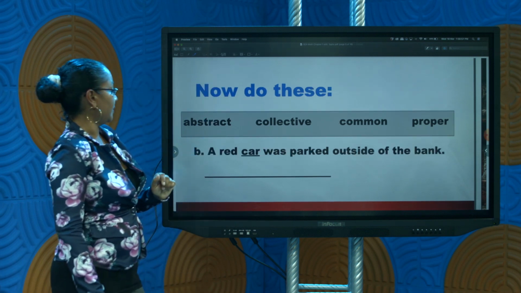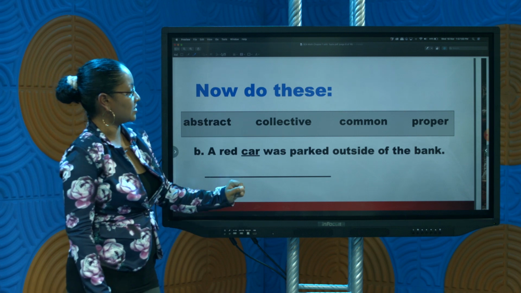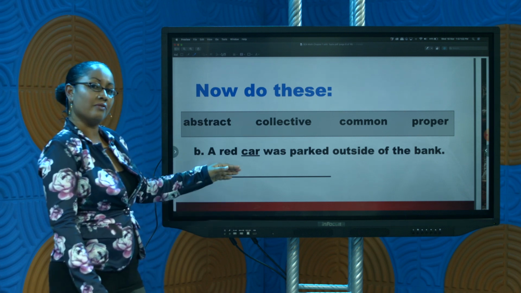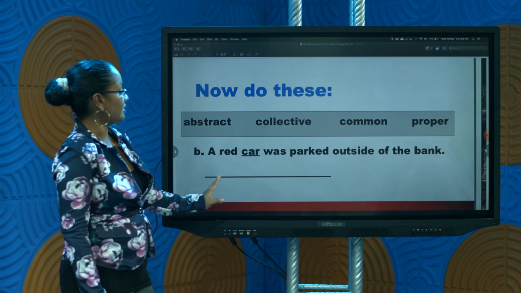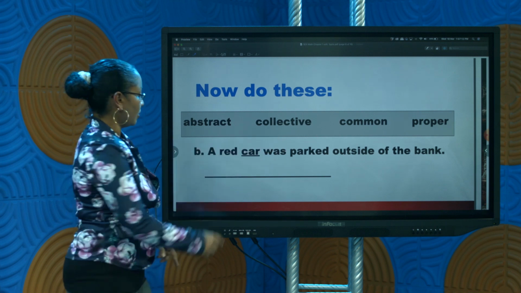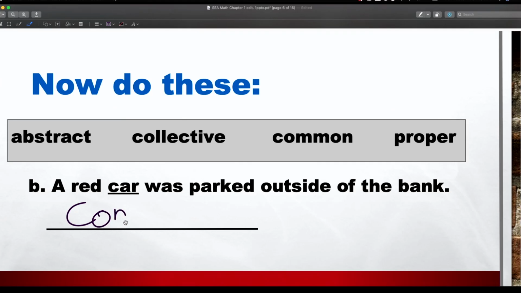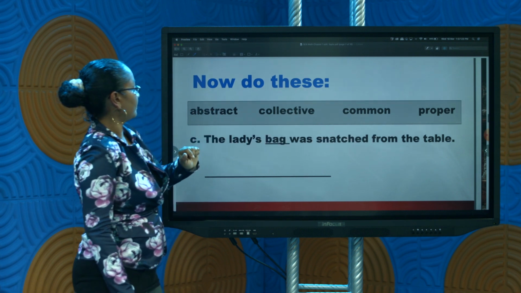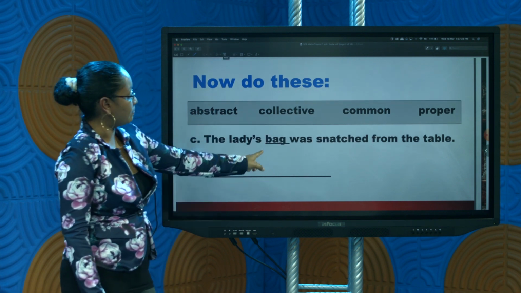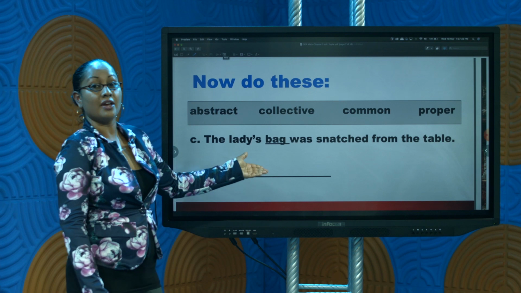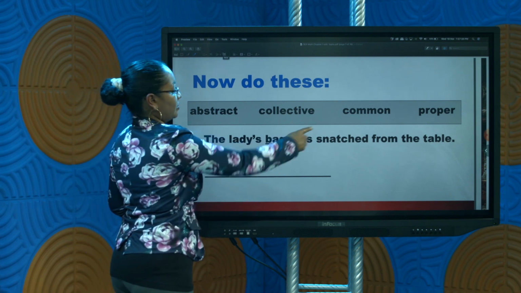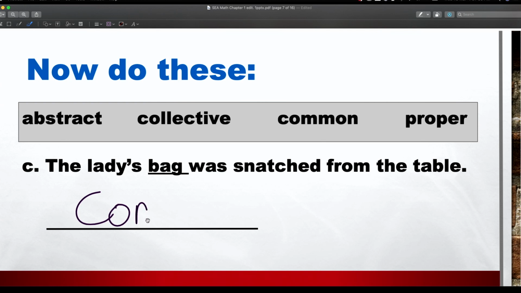Let's look at another example. A red car was parked outside of the bank. Again, based on our video, they would know that car is an object. Therefore, this would be the common noun. So again, they would write common. Here we have, the lady's bag was snatched from the table. Bag, it's merely an object. Therefore, your child would know, based on that video, that bag is the common noun.